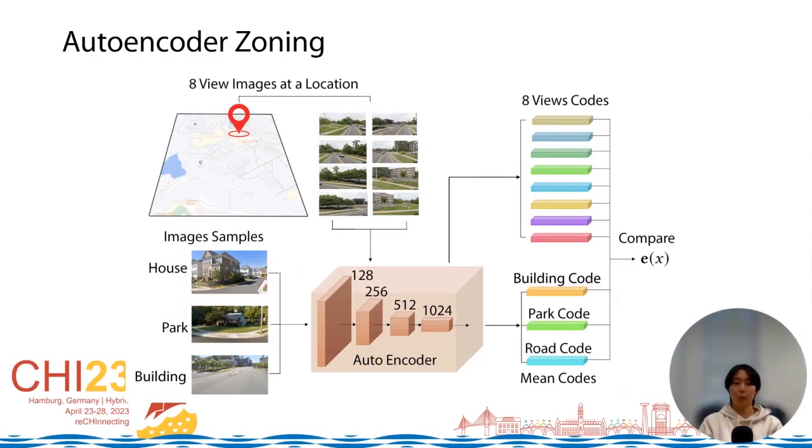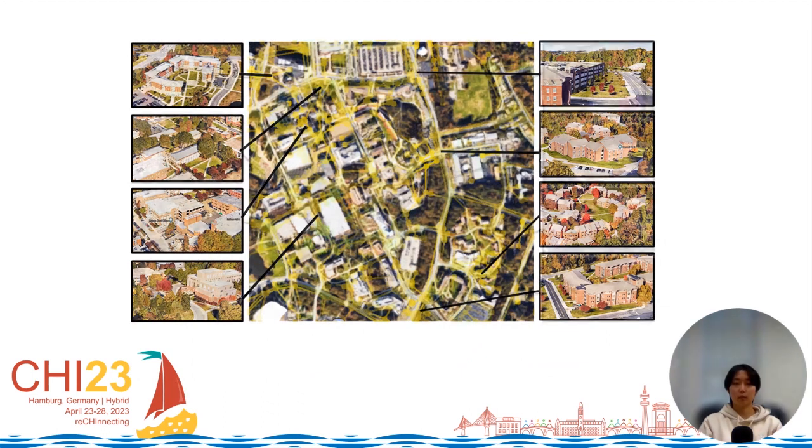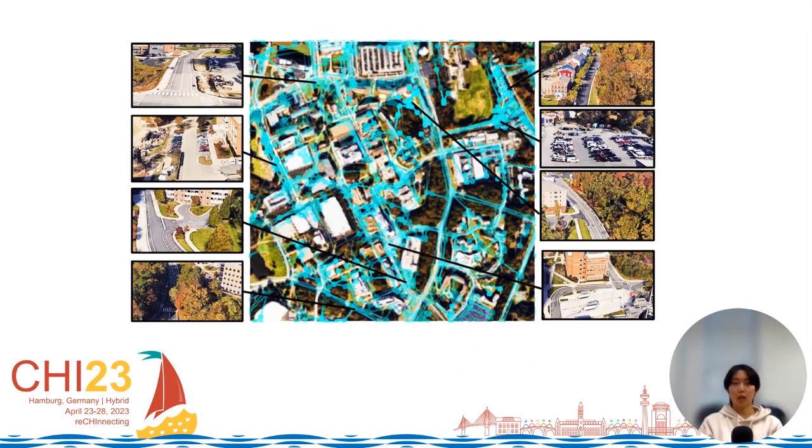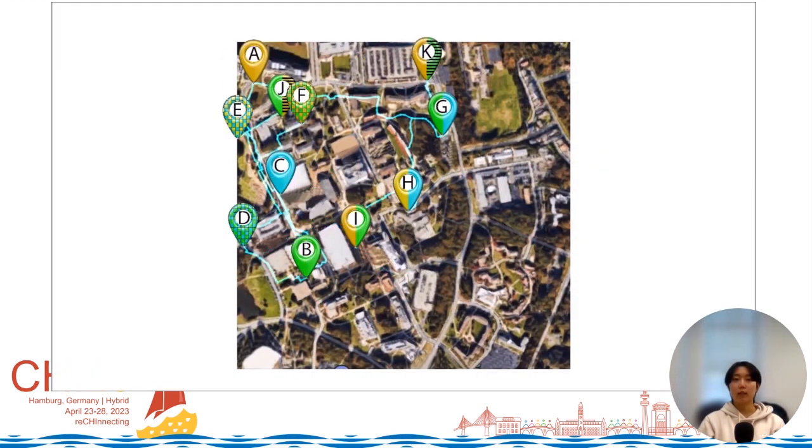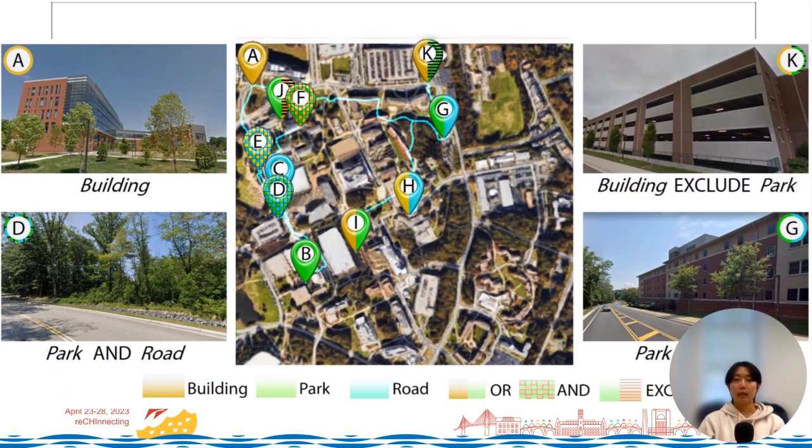We extend our approach with an automatic zoning inference method based on an autoencoder to replace the input of fixed zoning maps. The inferred zone types include buildings, parks, and roads. Here is an example of synthesizing a navigation graph based on the inferred zones. Each node has an event type, for example, building, park, and road, building excluding park, or park or road.